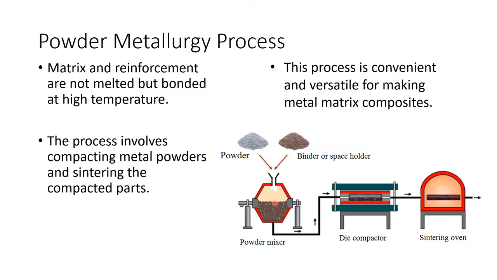Okay, powder metallurgy process. Matrix and reinforcement are not melted, but bonded at high temperature. So the process involves compacting the powder and then sintering the compacted parts. Just shaping and sintering. So the process is convenient and versatile for making metal matrix composites. Here we're putting the powder into the mixer, then you're gonna mix it, and then we're gonna send it to the die compactor, and then we're gonna sinter in the oven.